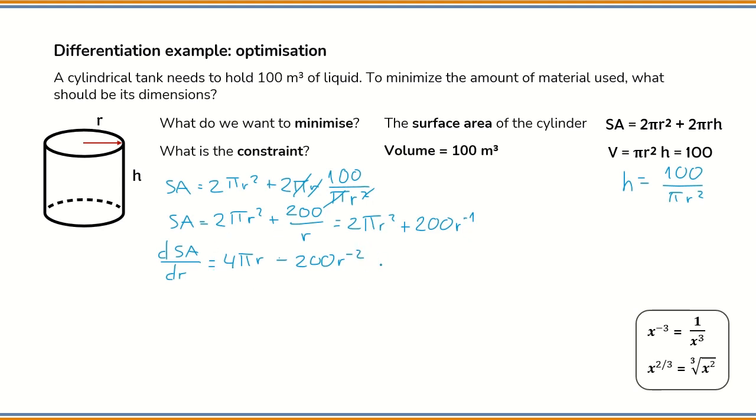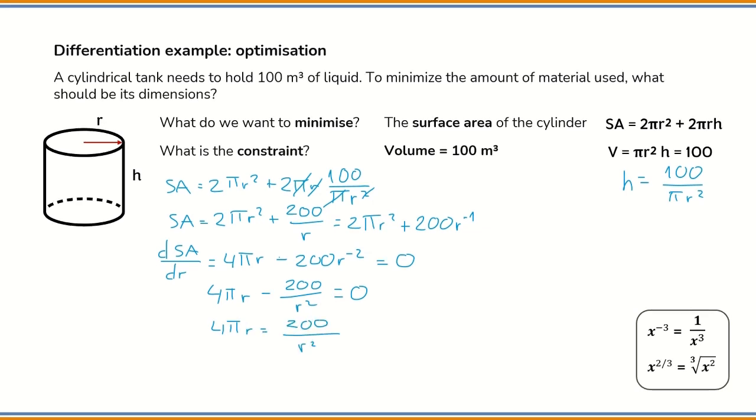So this is the derivative, and I need to equal to 0 to be able to find the minimum. I will need to apply again the same law of indices to this term. 4 pi r minus 200 over r squared equals 0. So 4 pi r equals 200 over r squared.